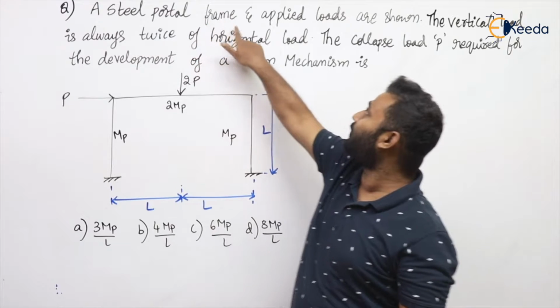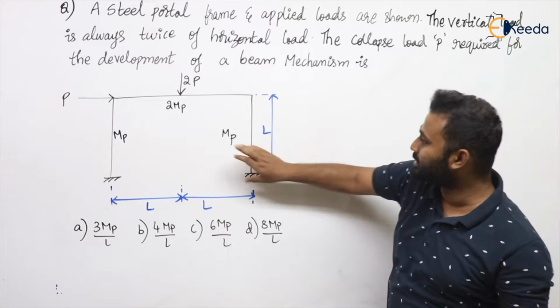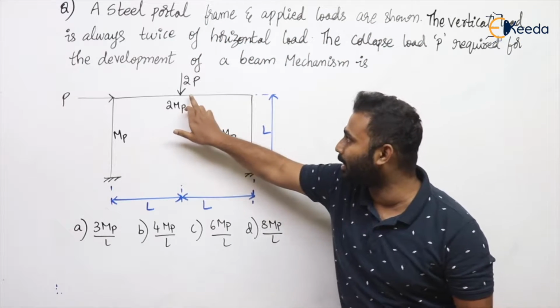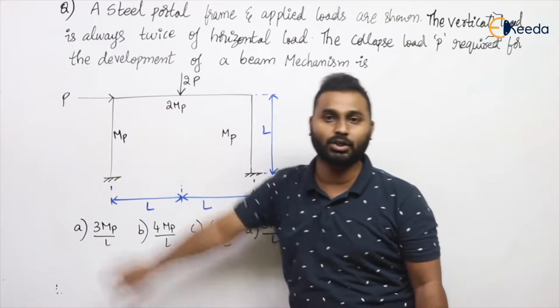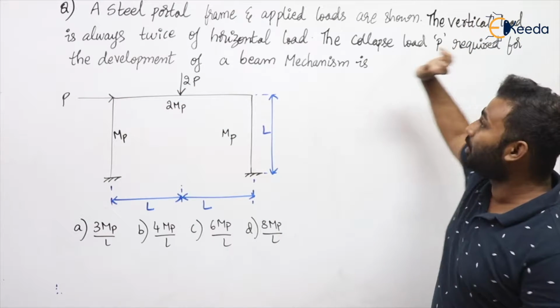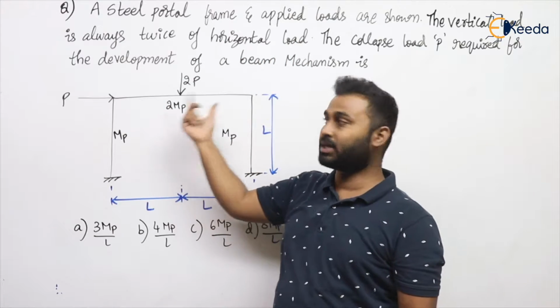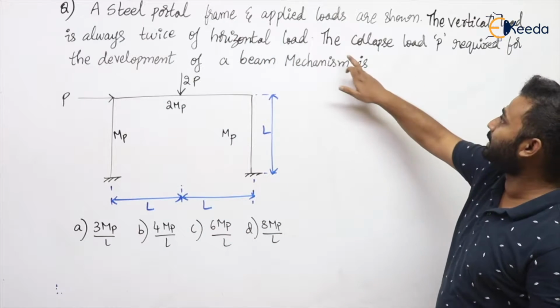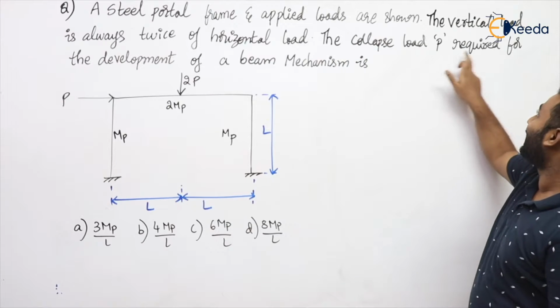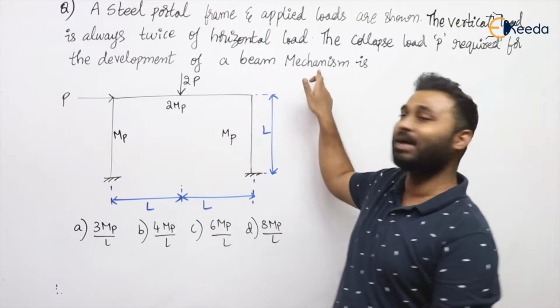A steel portal frame and applied loads are shown. So this is a steel portal frame and these are the applied loads. Here this is the vertical load and this is the horizontal load. The vertical load is always twice the horizontal load, which is very clear from the diagram also. Now what is being asked? The collapse load P required for the development of beam mechanism.